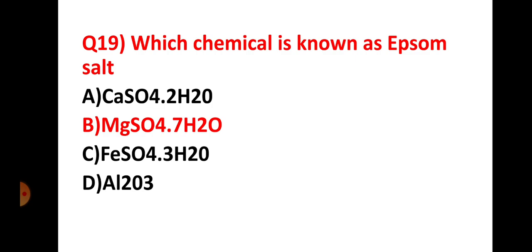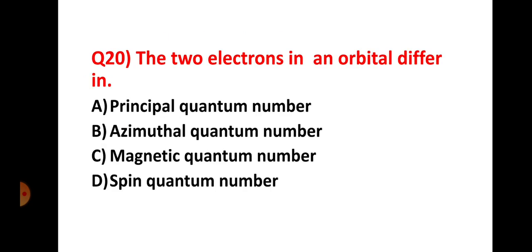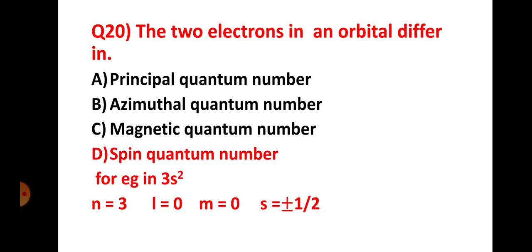Now let's see the last question of this video. The two electrons in an orbital differ in. Two electrons in an orbital may have all three quantum numbers the same, but the spin quantum number is different. That is s equal to plus or minus 1/2.